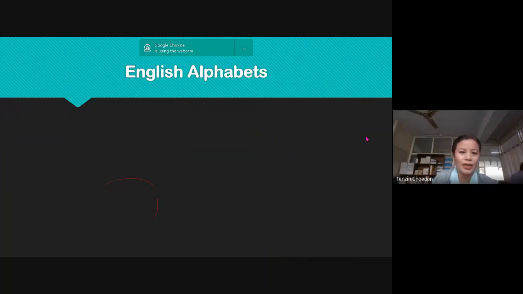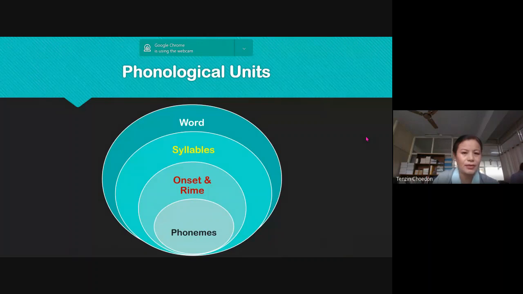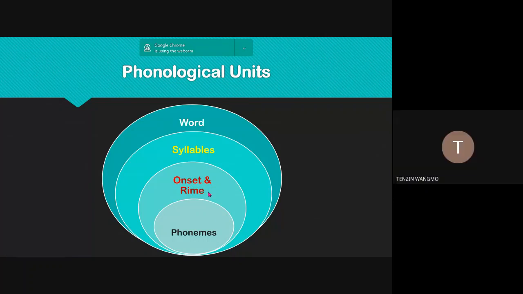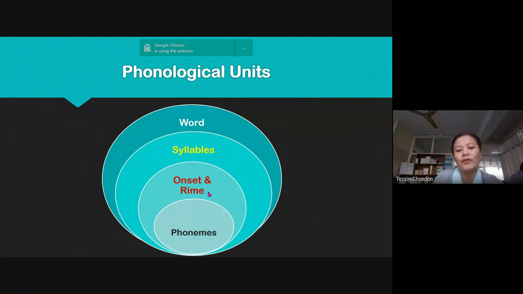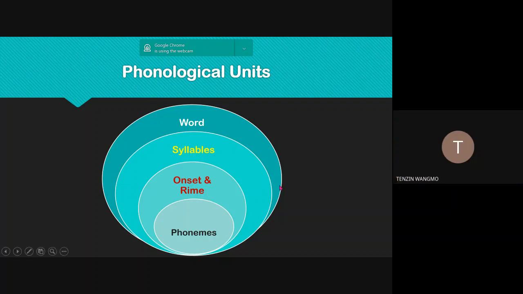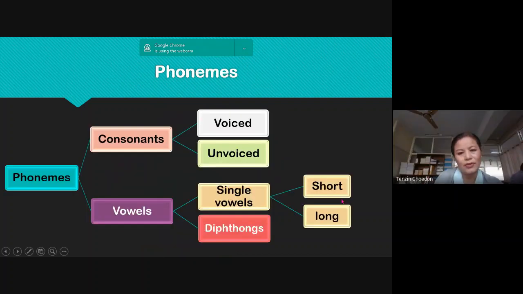So, like I told you in the previous session, from phoneme we have onset and rhyme. If you move from smaller to bigger units, it goes phoneme, then onset and rhyme, then syllables and word. So what actually is onset and rhyme?